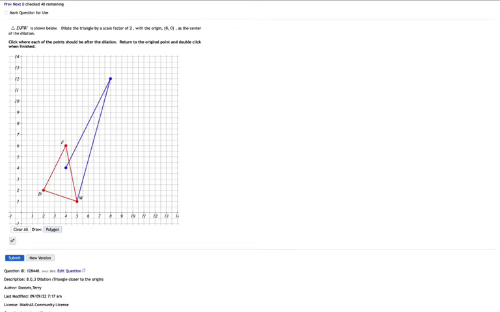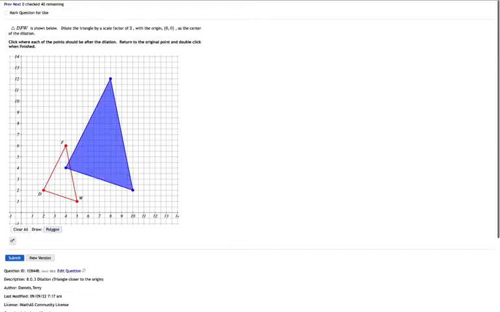And W is rising 1 from the origin, running 5. Double that would be rising 2 and running 10. And then we return to the starting point.